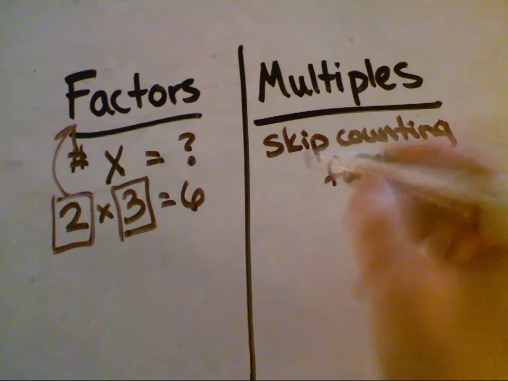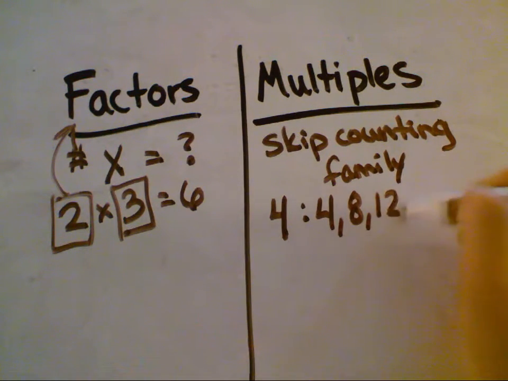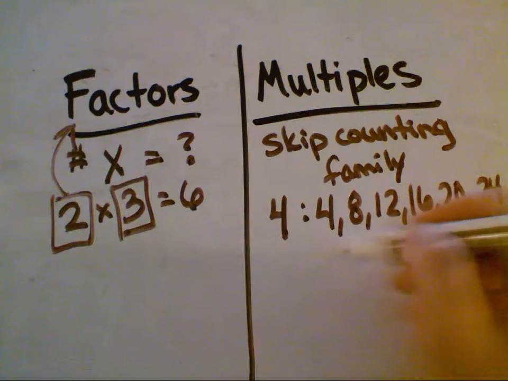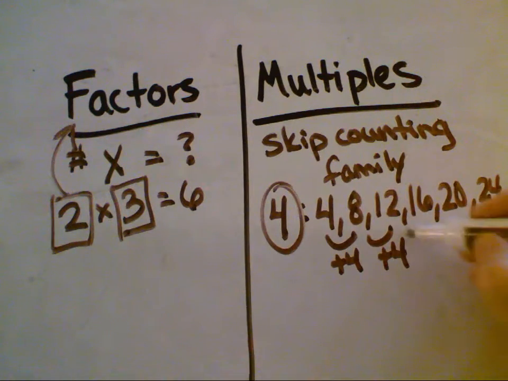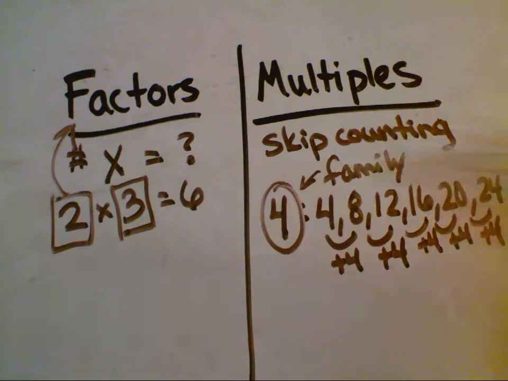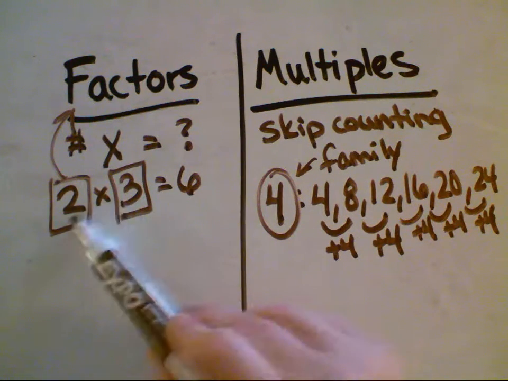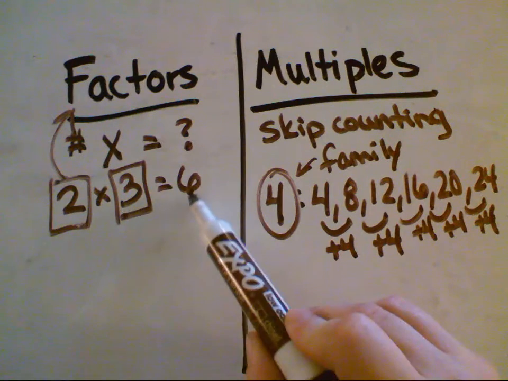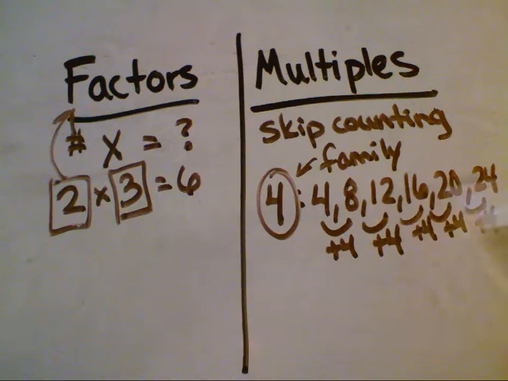For example, if I'm skip counting by 4s, my multiples would be 4, 8, 12, 16, 20, 24, and it keeps on going. And I would keep adding 4 each time since I'm working with multiples of that number. Okay, and if you look on a multiplication chart, all of the numbers that I have listed would be in the 4s family. So that's the difference there. Factors are when you are multiplying the numbers together to get a certain number. The multiples is when you are skip counting by a certain number and you're coming up with all the numbers that are in that family.